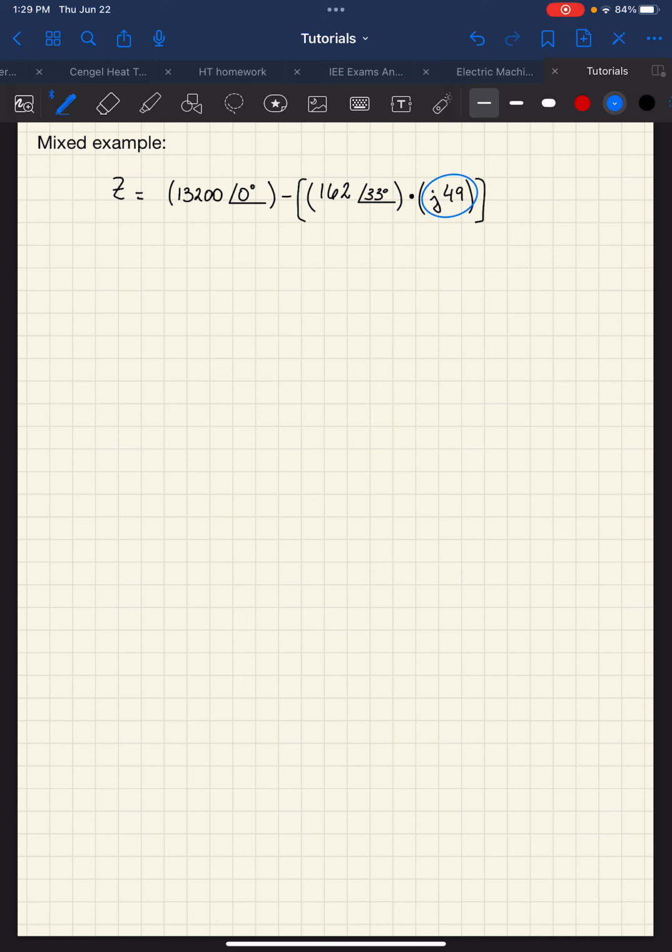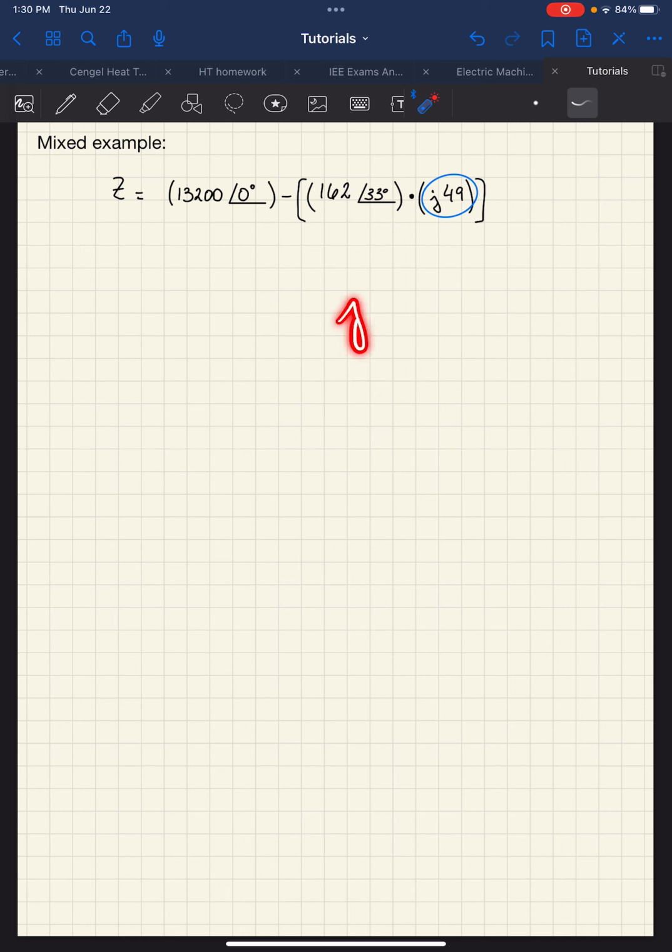Whenever you have a complex number that's just j, in other words, there's no real part, this complex number could be written like this: 0 plus j49. Oftentimes we'll just omit the real part because the real part is 0. So it's just j49. J translates to angle 90 degrees. Okay, j means angle 90.